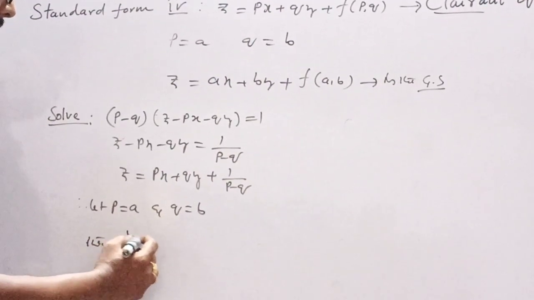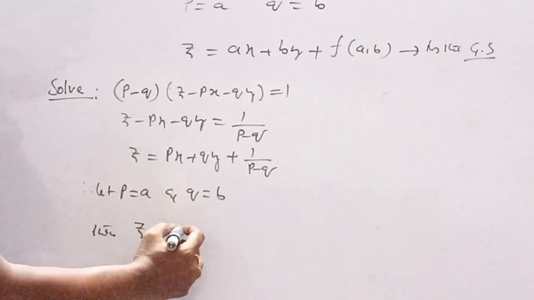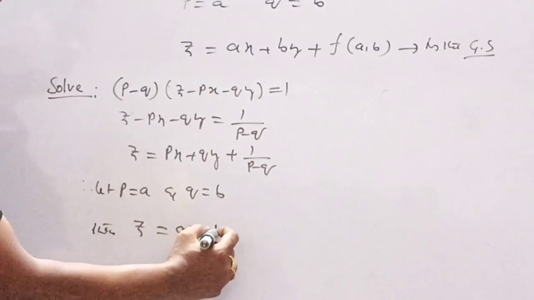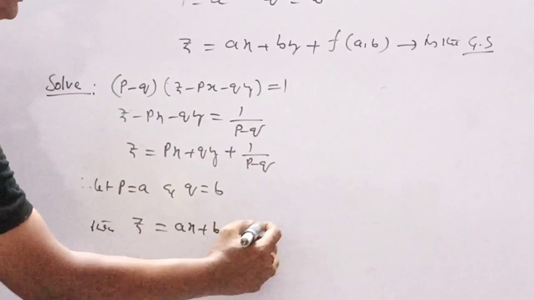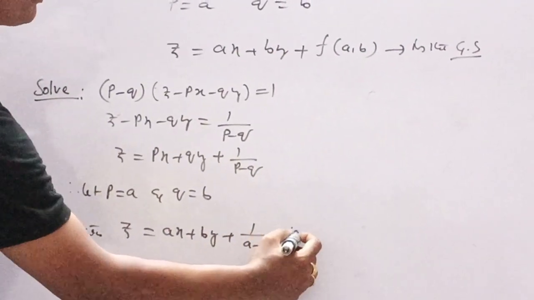Then z equals ax plus by plus 1 by (a minus b) is the required solution.